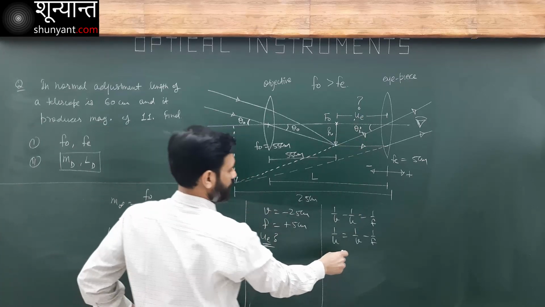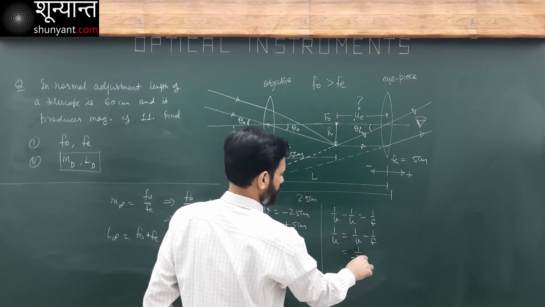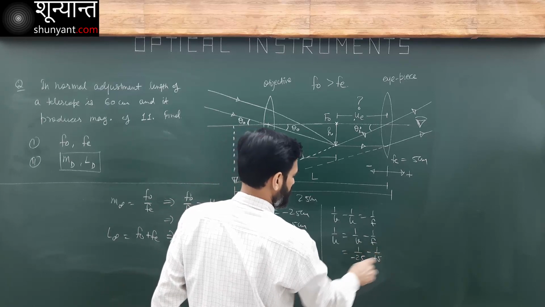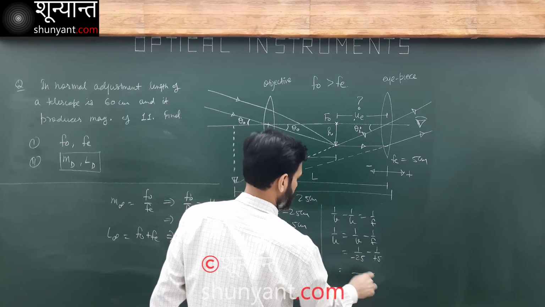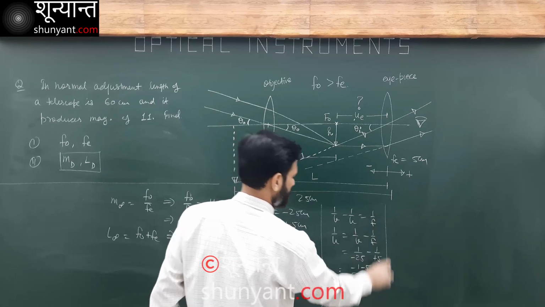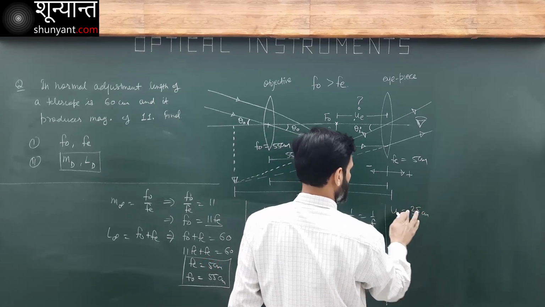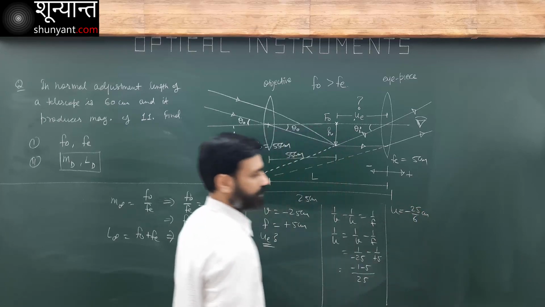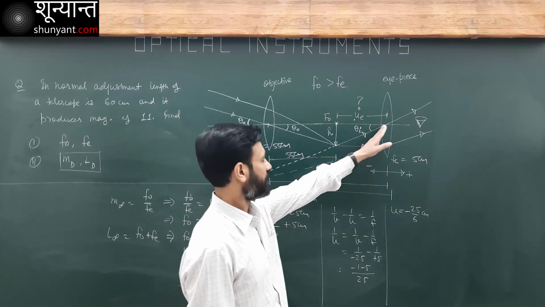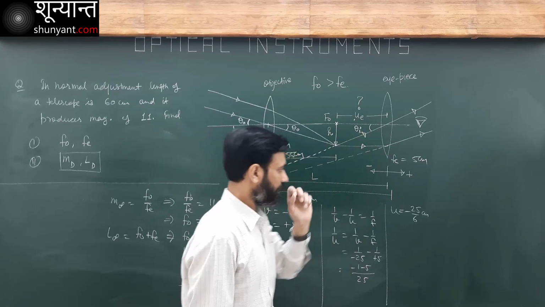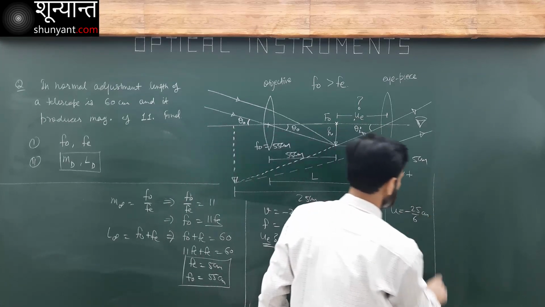So this is equal to 1 over minus 25 minus 1 over plus 5. This is 25 here, minus 1 minus 5. Okay, so I got this: u is minus 25 over 6 centimeter. Of course, minus makes sense here. It is to the left of this. Now, what about magnification?